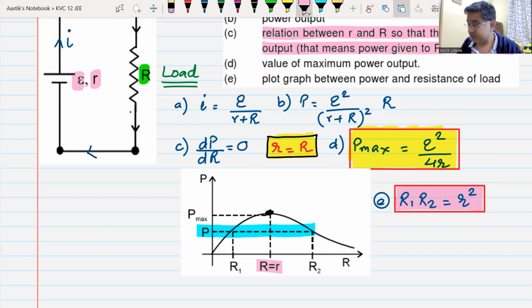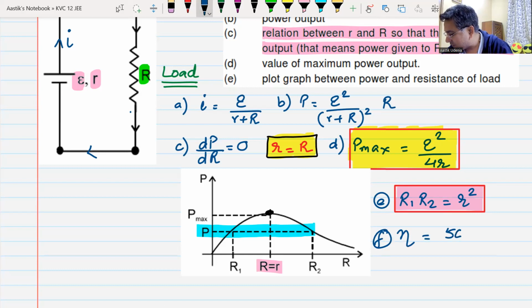Okay, the last point, which I don't think can ever come, but still, since this is point F: what is the efficiency of the battery in this case for maximum power transfer? No one is going to ask you this, but the efficiency of the battery is 50% in this case. This is all about the maximum power transfer theorem that you should know.